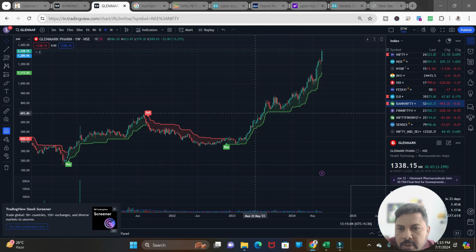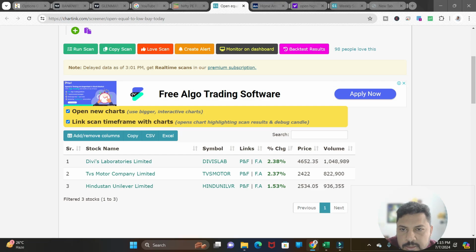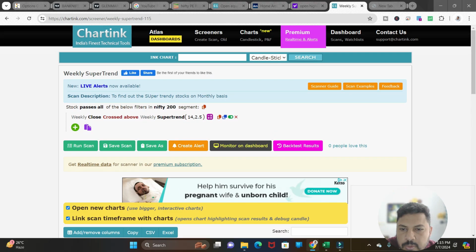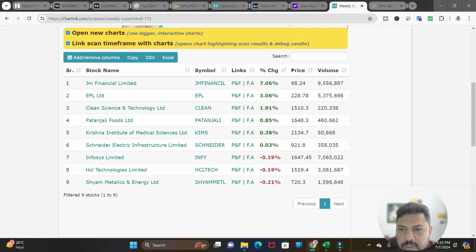If you are doing an SIP, you can always do it, and you can get the fixed returns which are possible and committed by the institutions. But if you're somebody who has time, just spend about half an hour weekly, put this charting screener here, and then you can search for the stocks. Like if I have to look at 500, let's see how many stocks come up. So there are JM Financial, EPL Limited, Clean Science, Krishna Institute of Medical Sciences, KIMS, Infosys, HCL, and Sham Metallic we have already seen.